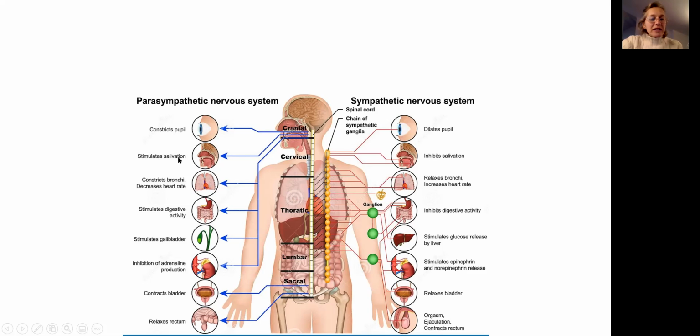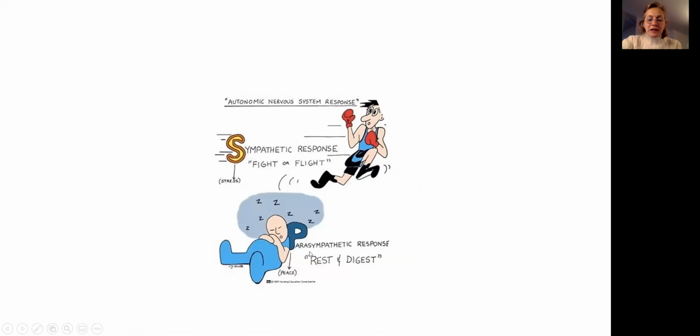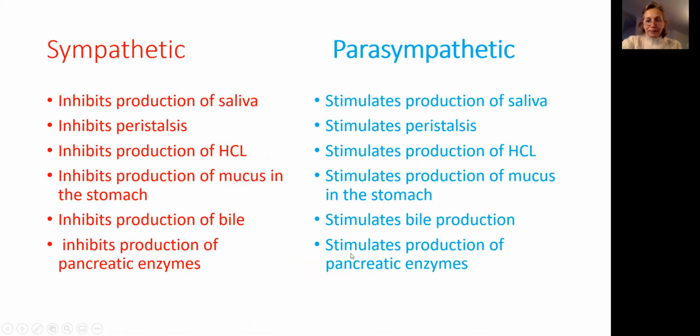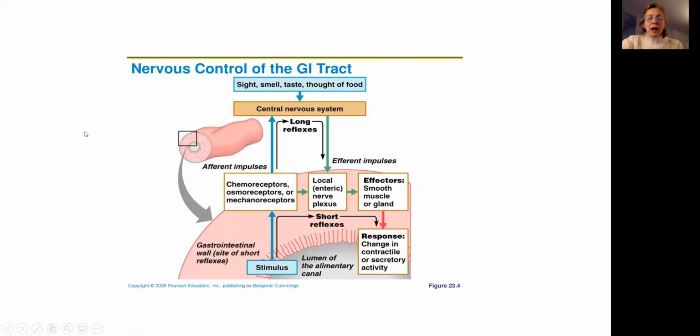The parasympathetic system does the opposite: it stimulates salivation, digestive activity, and gallbladder activity. In other words, the parasympathetic system is rest and digest, exactly what you want, because the purpose of the digestive system is to digest and eventually absorb the food that you eat. In a nutshell, the parasympathetic system means production of saliva, increased peristalsis, and production of hydrochloric acid, mucus, bile, and digestive enzymes. The sympathetic system is inhibition of everything.